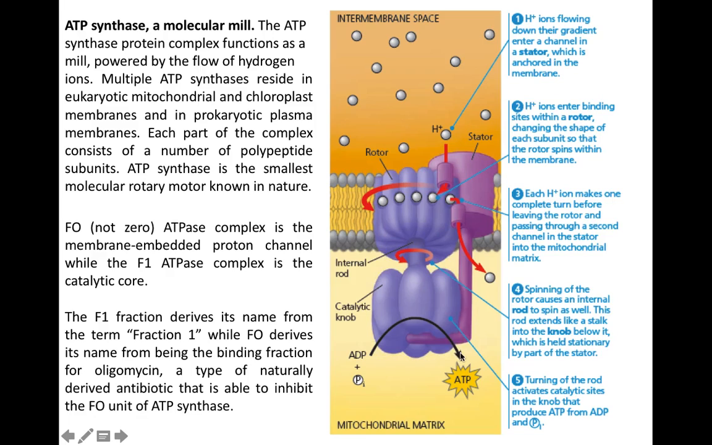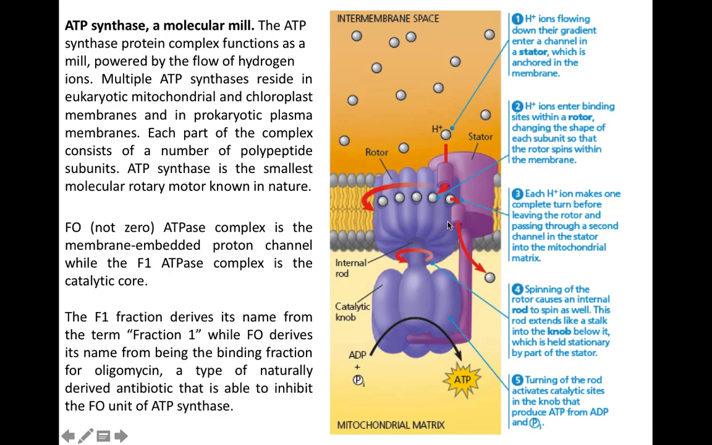So this knob then can convert ADP into ATP. So this is how ATP synthase works, and this is also known to be the smallest molecular rotary motor in nature. So it has got two complexes. One is a fixed complex membrane bound, and the second one is this rotary complex. This is FO complex, and this is the F1 complex. So you have got one stator, one rotor, one rod, and one catalytic knob.